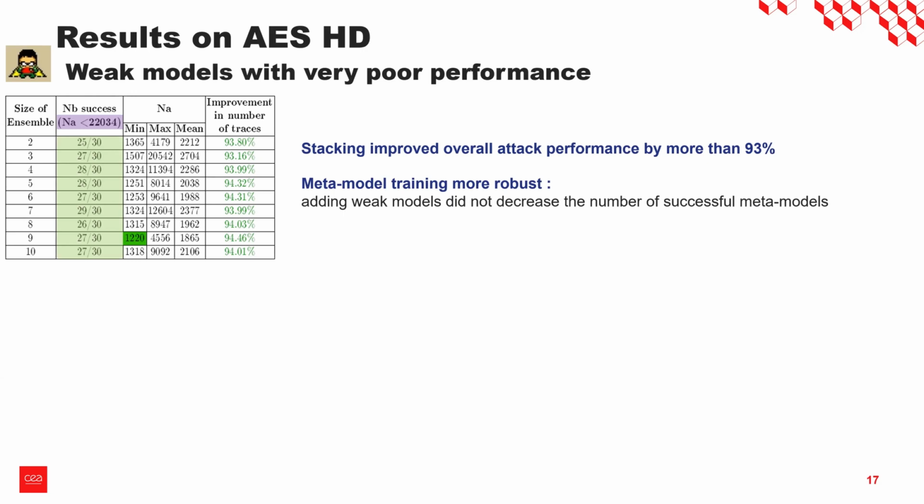We also observed that stacking aggregation and meta model training proved to be robust on this dataset. Adding weak models did not decrease the number of successful meta models. This is because on this dataset, the weak models all perform poorly. So in a similar way to the previous experiment with the lack of diversity, the addition of weak models in the ensemble brought very little knowledge, and therefore stacking ensemble didn't become overly complex for the learning task, and the meta model did not immediately overfit.